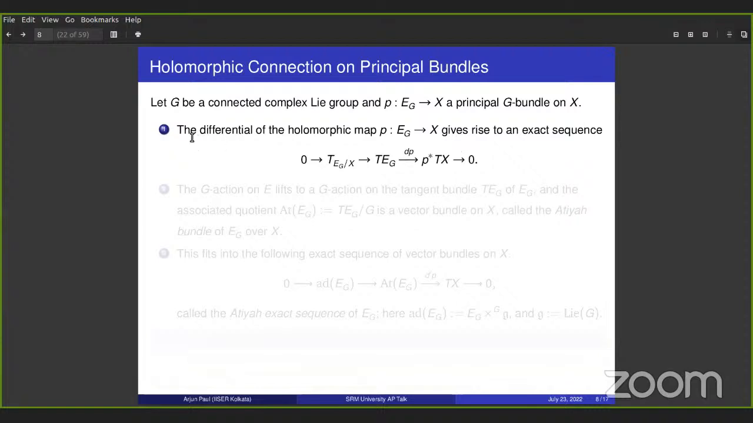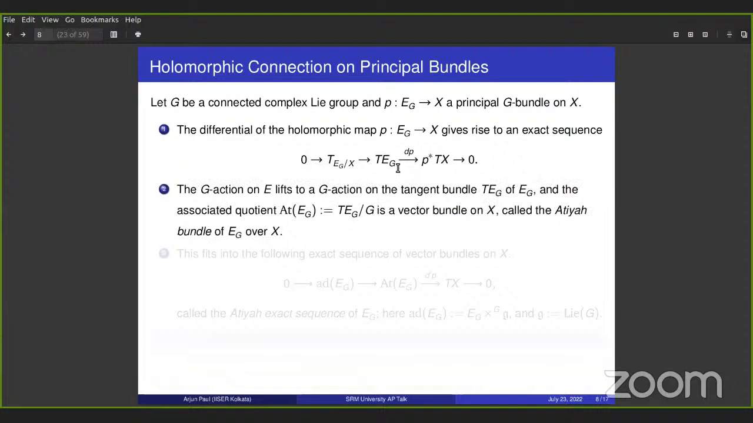Okay. And then the differential of this projection map gives a vector bundle homomorphism from the tangent bundle. So the differential gives a map from the tangent bundle of EG to the pullback of the tangent bundle of X, and its kernel is called the relative tangent bundle of EG over X. And this is an exact sequence.